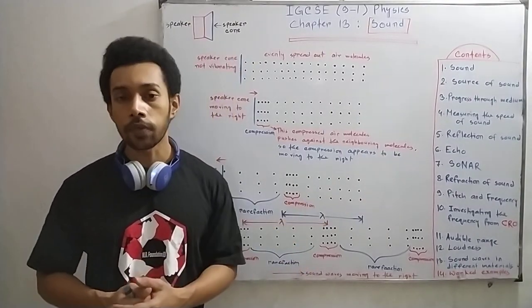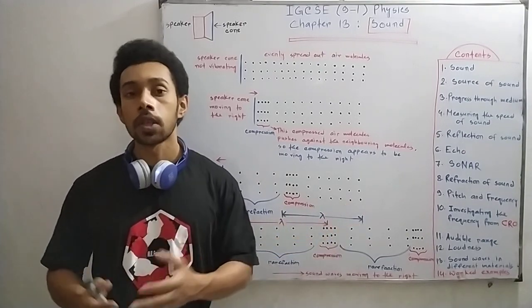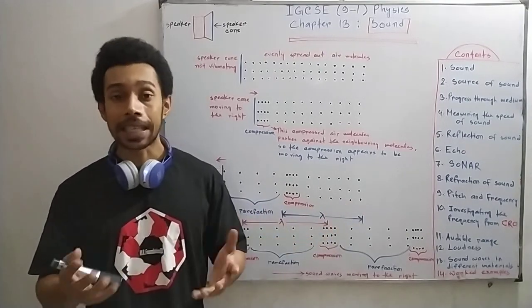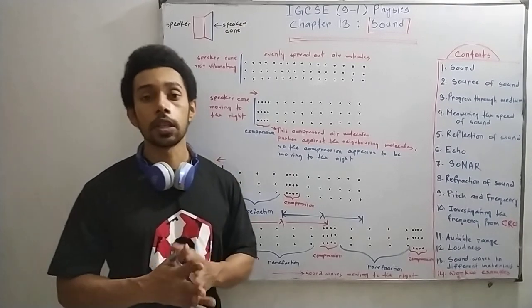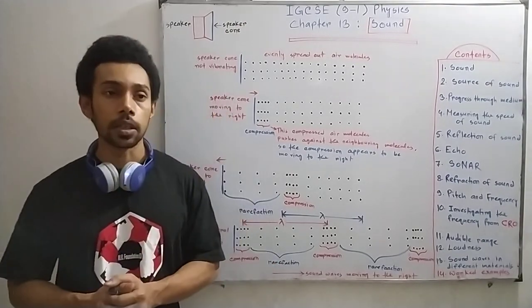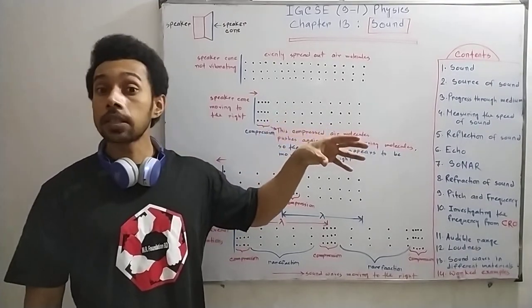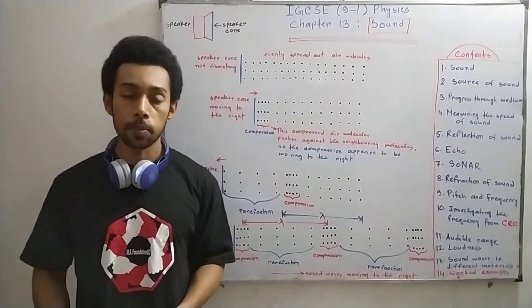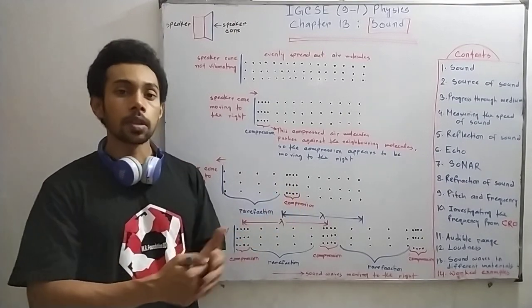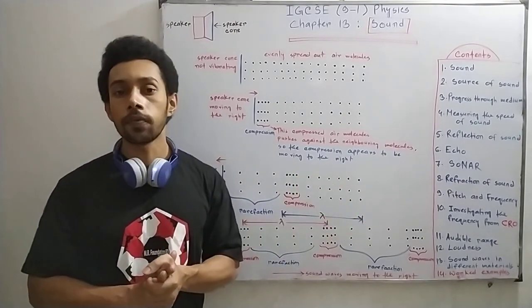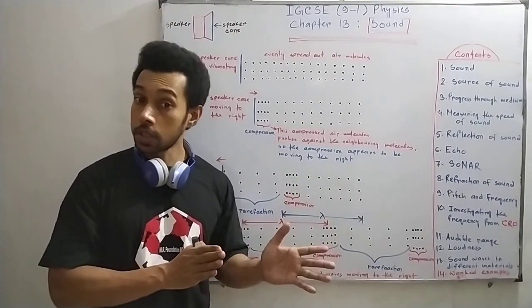There are lots of forms of energy like light energy, kinetic energy, thermal energy, gravitational potential energy, electrical energy. There are many forms of energy, and sound is also a form of energy. But in your exam, the answer for sound will be a longitudinal wave.